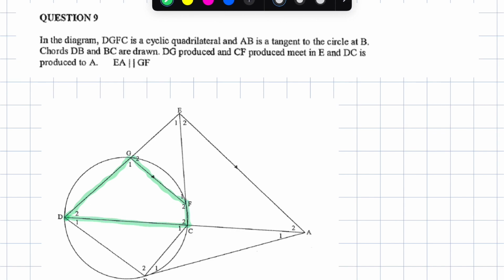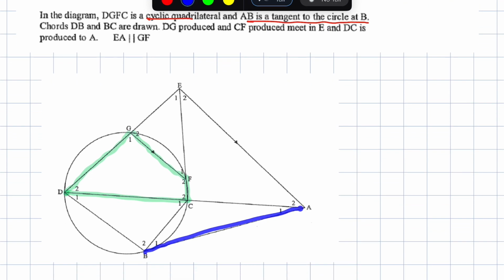That's a cyclic quad. Okay, so next, AP is a tangent to the circle at B. So this line AP, that's a tangent of the circle, right? So if this line is a tangent to the circle, we will look for tangent-chord theorem, tangent perpendicular to radius, or tangents from the same point.